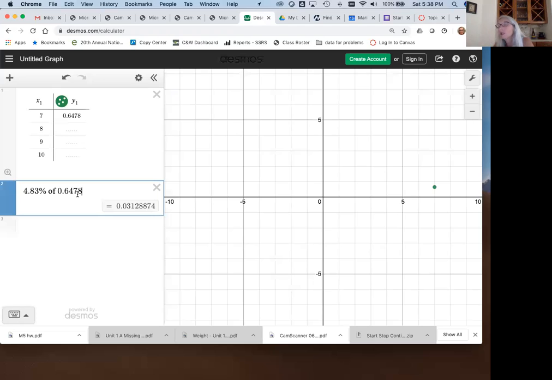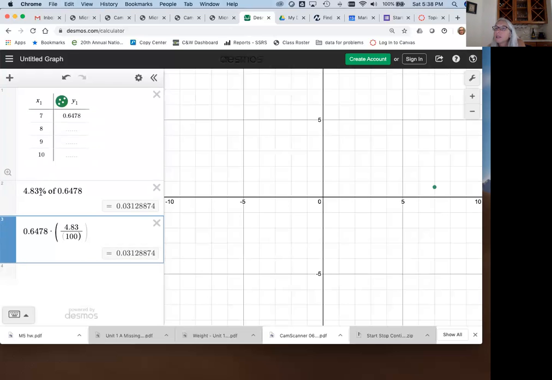Oh my gosh, look at that, Desmos just did it for us. I just typed it in like in regular language and it did it for us. Let's check and see if that's right. 0.6478, and to find the percentage of that, I'm going to multiply by 4.83%. Remember, 4.83% really means 4.83 divided by 100. That's what percent means. That percent sign actually looks like dividing by 100. And look at that, I get 0.03, the same thing. I could just type it in that way.